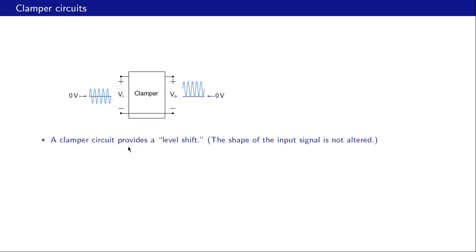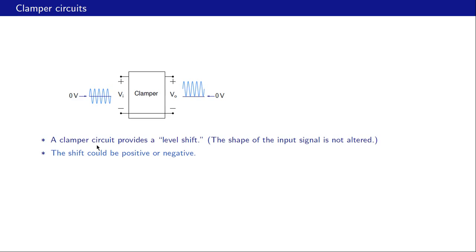So a clamper circuit provides a level shift, and note that the shape of the input signal is not altered. So if this is a sinusoid, this is also a sinusoid. If this is 20 volts peak to peak, this would also be 20 volts peak to peak, and so on.